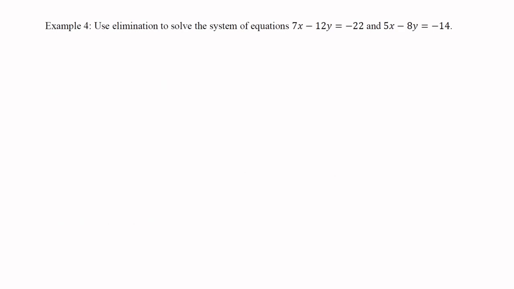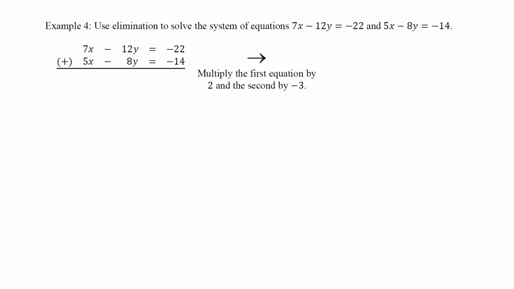Let's take a look at this system. We stack it, and again, we cannot eliminate anything, but we can multiply the first equation by 2 and the second equation by negative 3. Because if we multiply the first equation by 2, that takes our y term up to negative 24. If we multiply the second equation by negative 3, our y term becomes positive 24. And then we can get those variables to eliminate.